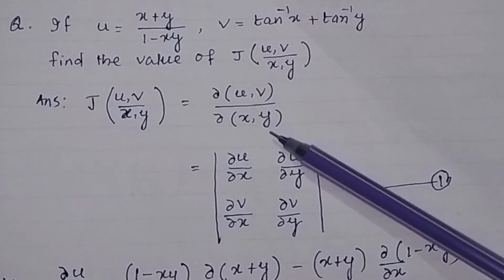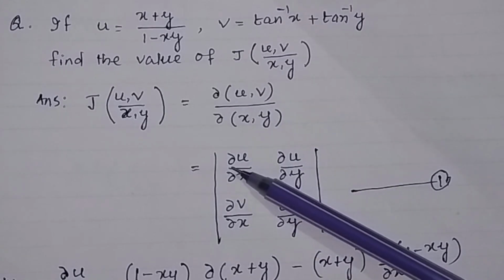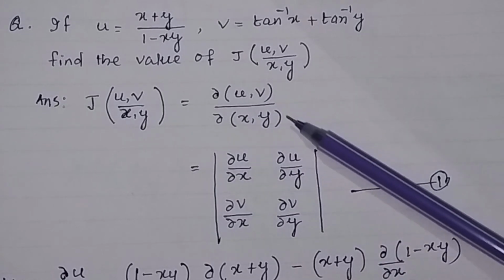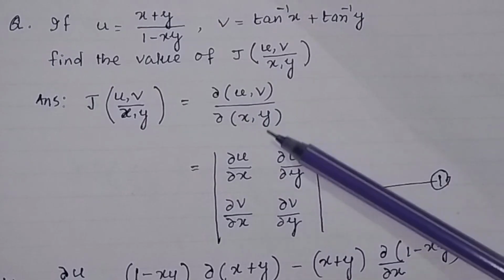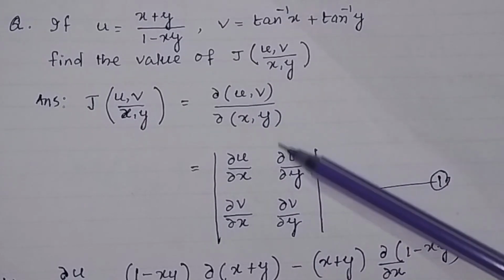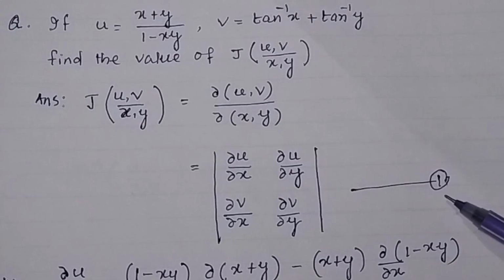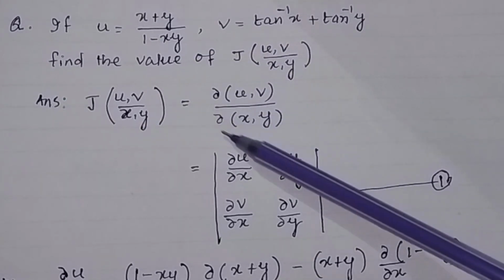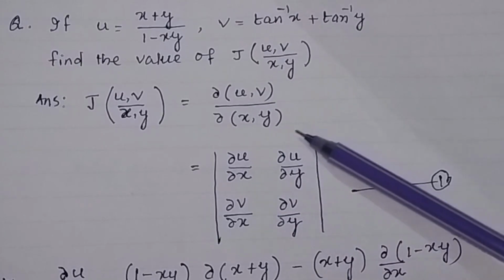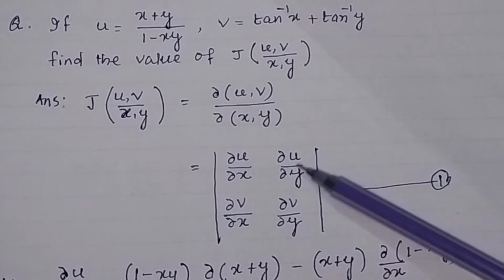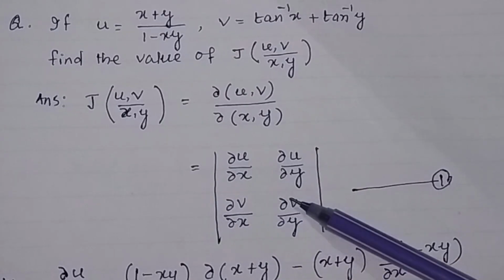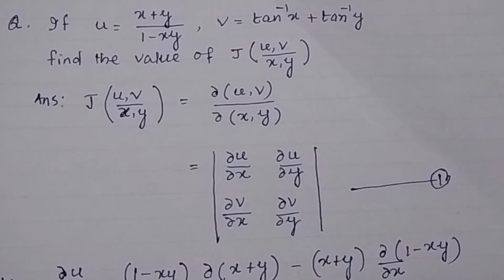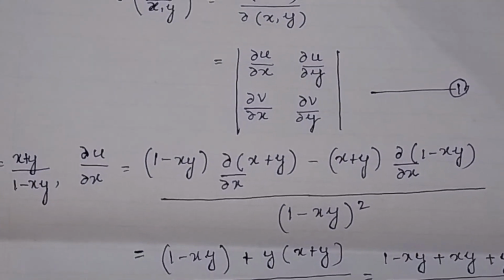x, y, and in determinant form that is equal to the determinant of partial derivative of u with respect to x, then partial derivative of u with respect to y, partial derivative of v with respect to x, partial derivative of v with respect to y. Suppose this is equation 1 and the values of u and v are given. So we will find out the partial derivatives of u and v with respect to x and y, and substitute here in the determinant. Then we will calculate the value of the determinant.